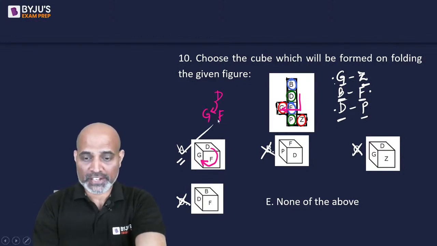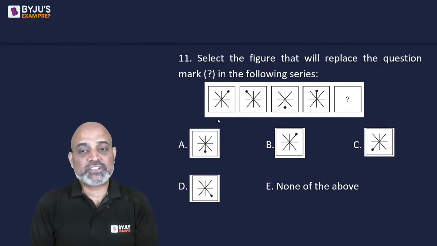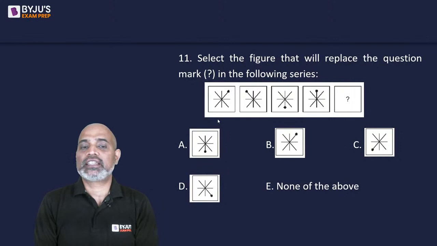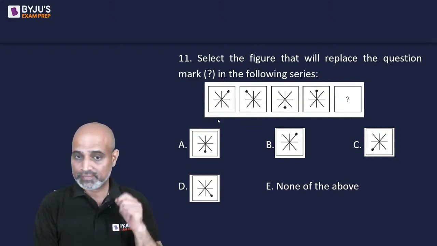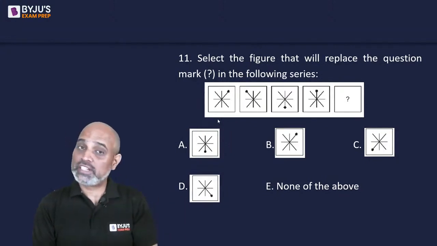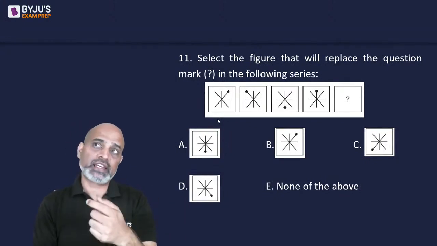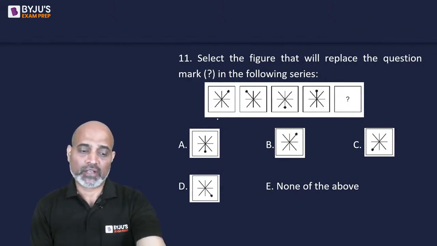Okay, next one. Select the figure that will replace the question mark in the following series. So there are three straight lines where one of the straight lines has got a tip, like a pin, or let's say matchstick point, right?